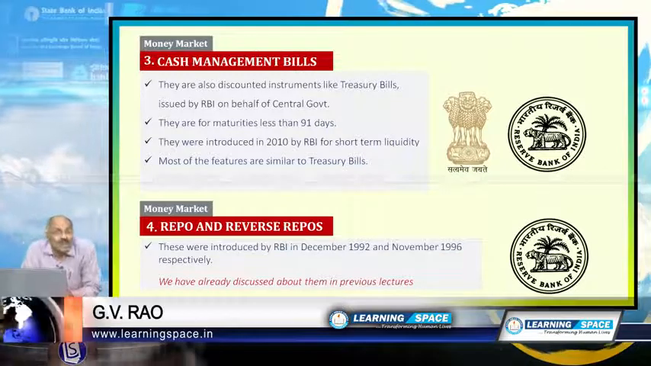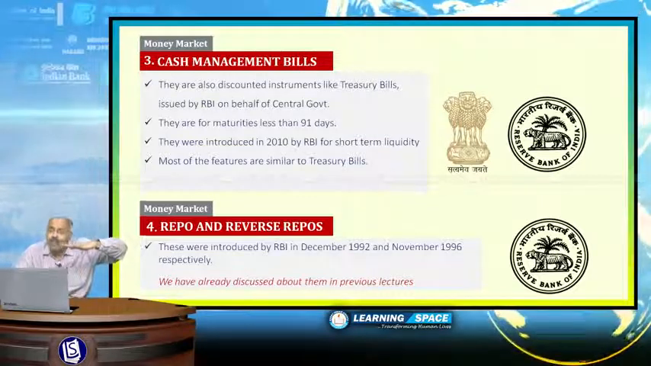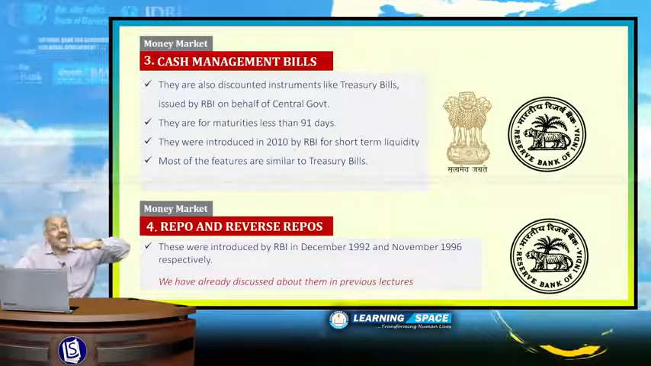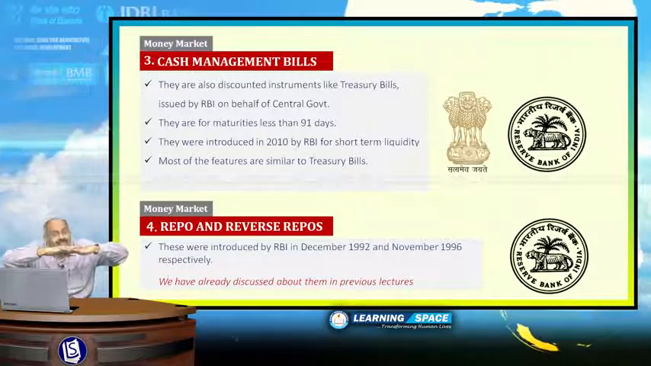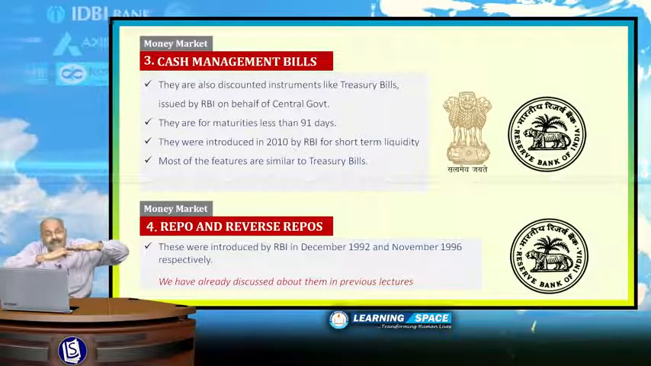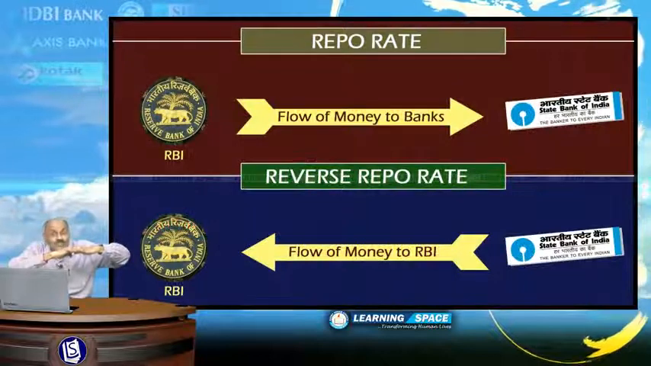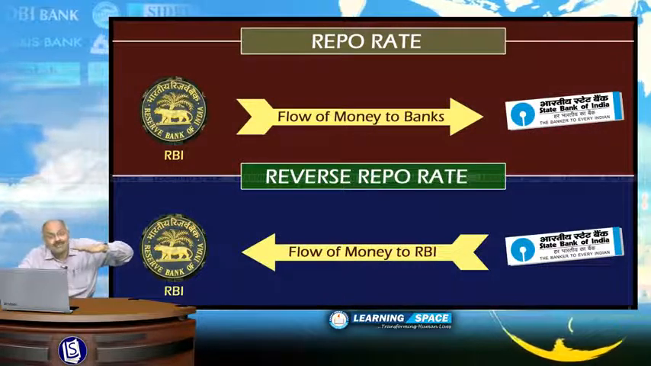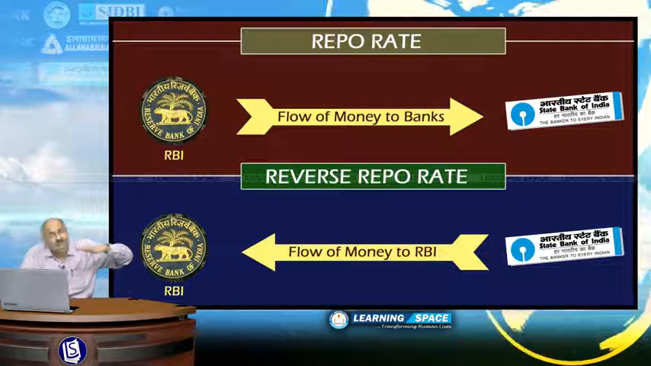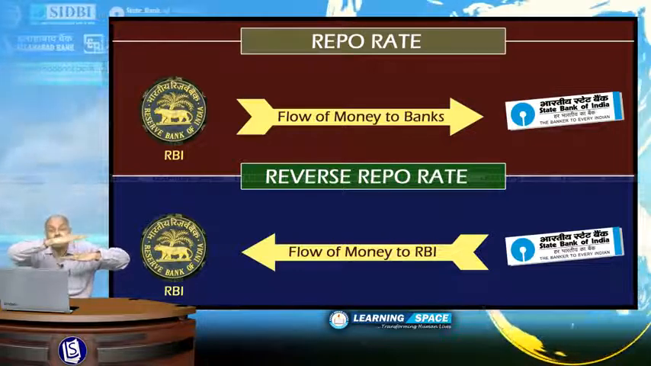Right friends, look at the next one, repo and reverse repos. We have discussed in detail in the previous lectures. Repo is the mechanism where banks will borrow from Reserve Bank of India at the interest rate specified by Reserve Bank of India as per its monetary policy, up to the limit specified. Why was this repo introduced? Repo was introduced to prevent exploitation in the call money market. As we have already discussed, call money market is between bank to bank. That means there is every possibility of exploitation. So as to prevent that, Reserve Bank of India brought this repo followed by marginal standing facility.